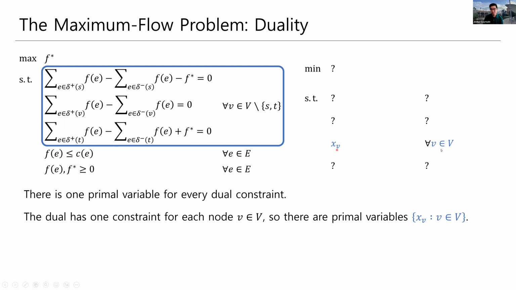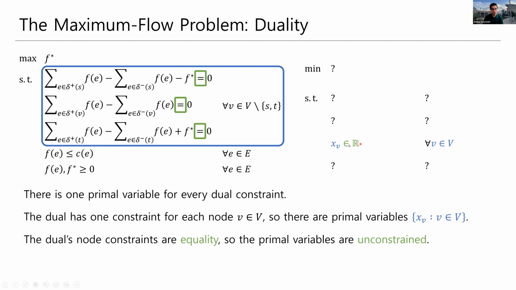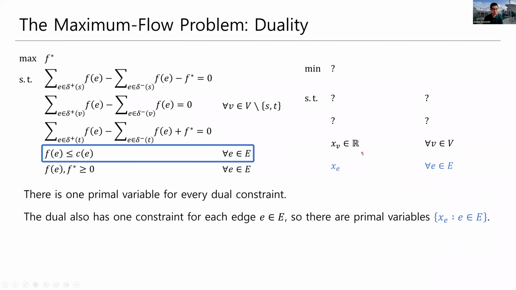So over on our primal side, we are going to introduce a variable xv for every node v in the graph. Moreover, you'll notice that these 3 types of node constraints in the dual all are equality. And that means that the corresponding primal variables should be unconstrained. This is just using our typical translation rules.